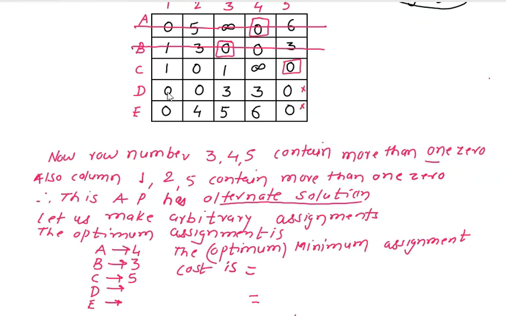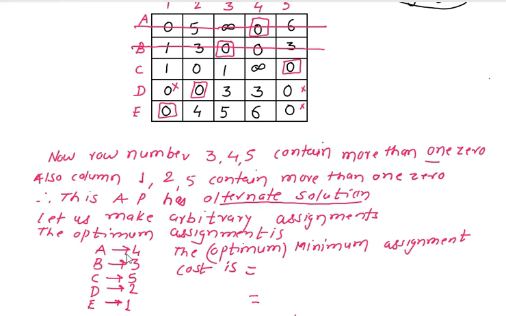Now row number 4 has 2 zeros, and row number 5 has a single zero. First, we utilize this single zero. So E is assigned job number 1. We use this for an assignment. E is assigned to job number 1. We cannot assign the same job to D. Only one choice is left. We can assign this person to job number 2. So this is one solution. Since there is a choice, we can write an alternate solution. When we use different zeros, we get a different solution.